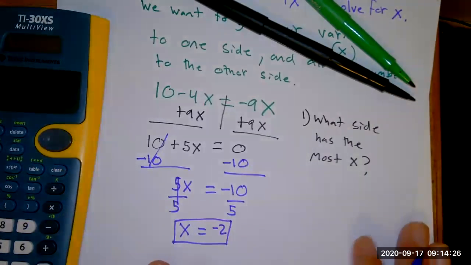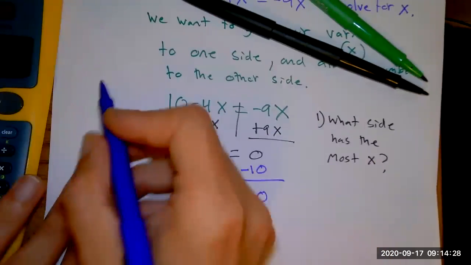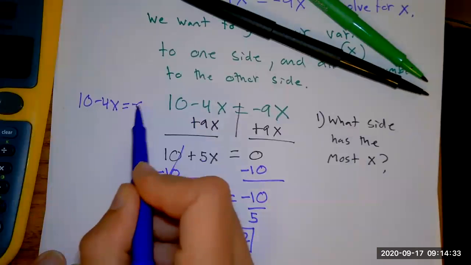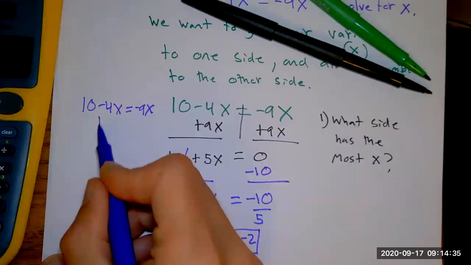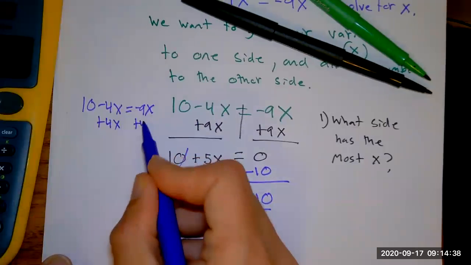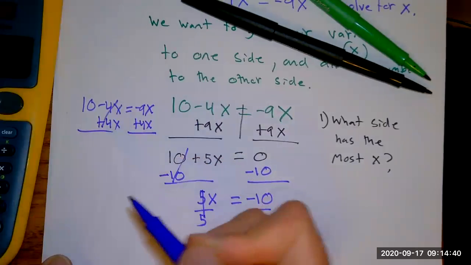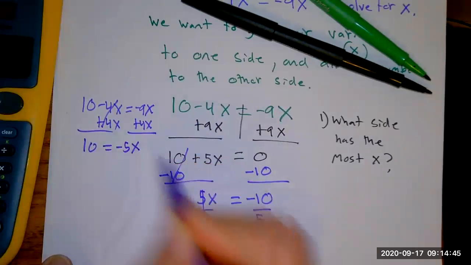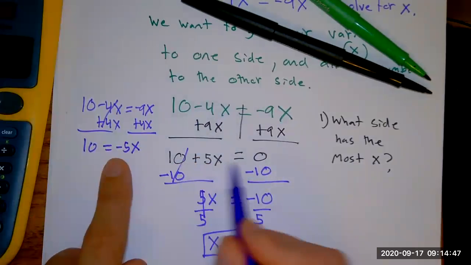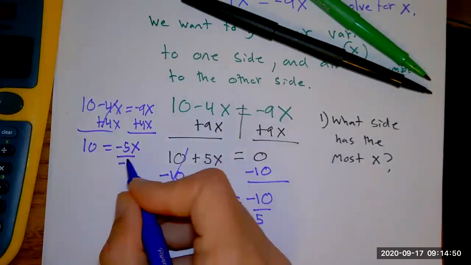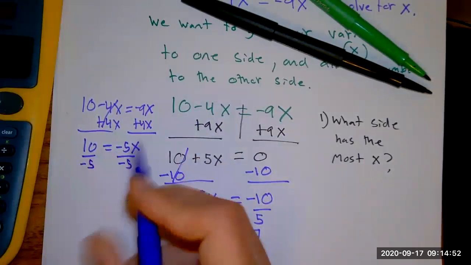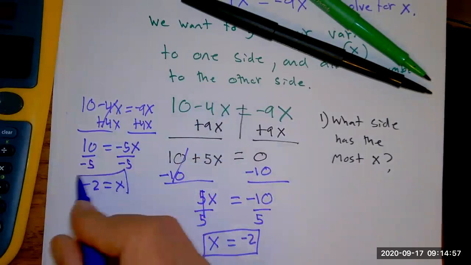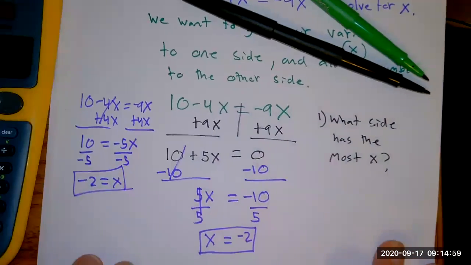Okay? Now, also remember, at the beginning here, we could have also done this. We could have added 4x to both sides. Okay, and then we would have gotten 10 equals negative 5x. So again, do you see how these look different? Okay, but then I go ahead and divide by negative 5, and then I get negative 2 equals x. So both ways are valid, okay?